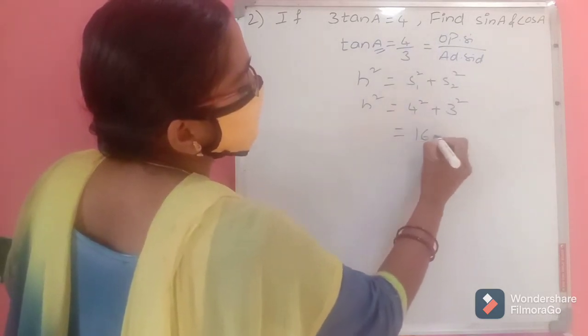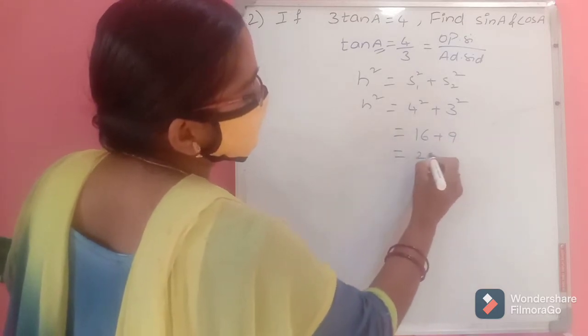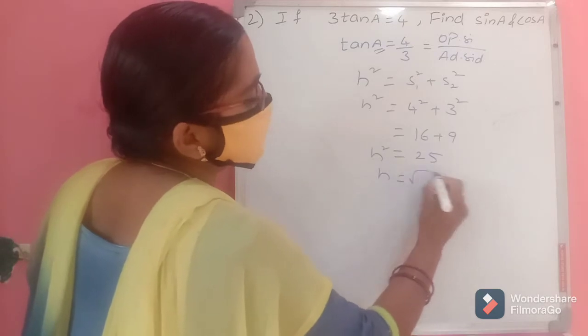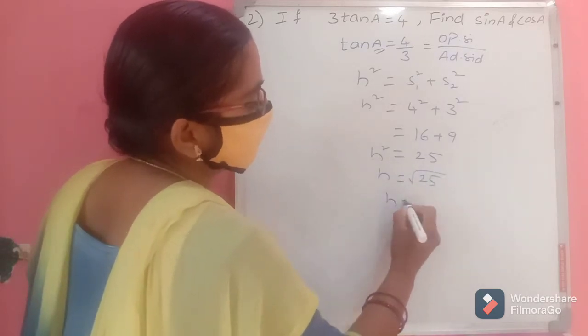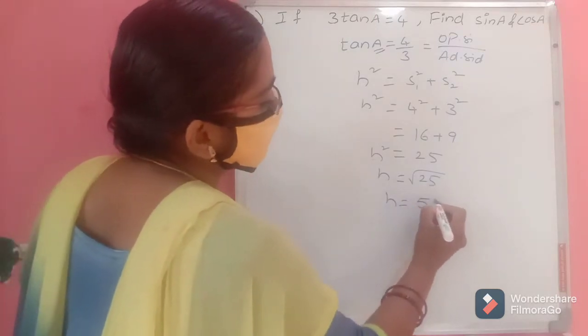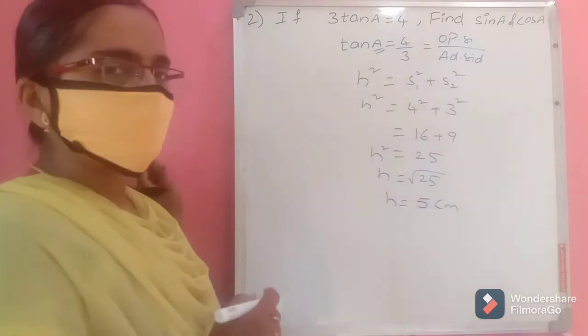4 square means 16, 3 square is 9. 16 plus 9 is 25. Hypotenuse square is 25. Then hypotenuse is equal to square root of 25, and 25 we can write as 5 square. Square root gets cancelled, then 5. So hypotenuse is 5 centimeter.